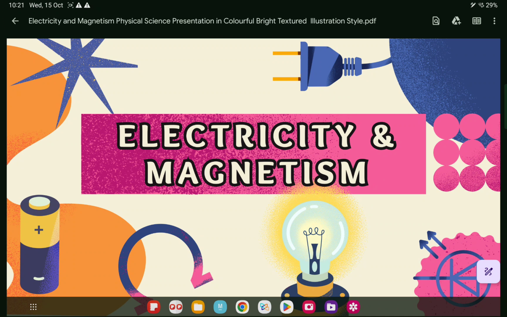Hi, welcome to the first class of electricity and magnetism. This is the very basics of science. It is basically a branch of science which deals with the laws of nature, the laws of electricity, and how it is formed. So we will be discussing the basics of electricity and magnetism, as in how electric current is formed.